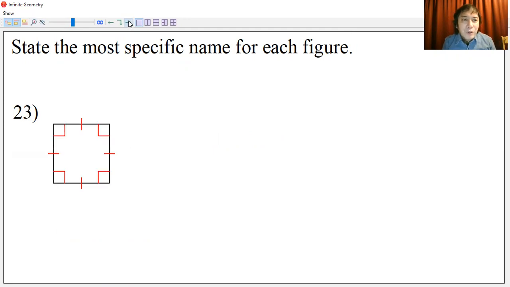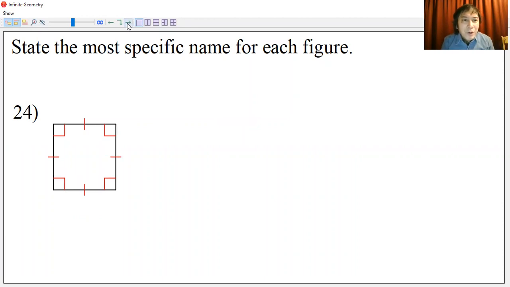Next, continue with 23. Okay, this is another four-sided figure, all corners 90, but this time all sides are equal. This must be the square. Okay, this must be the square. So I will type square. Okay, and we can verify if it's a square. Is it a square? Yes, it's a square. All right, so let's continue.